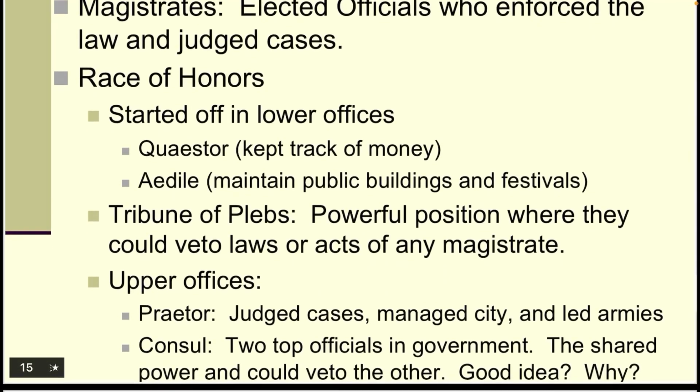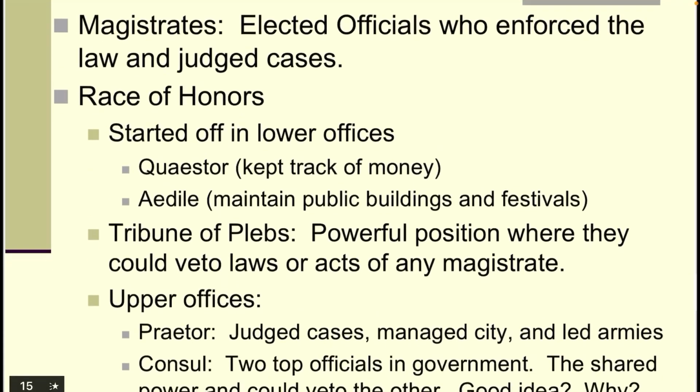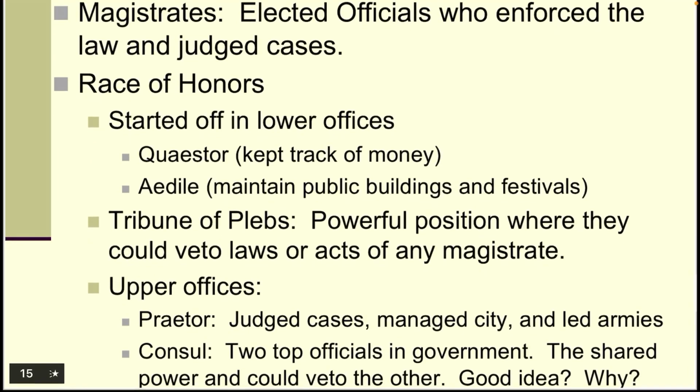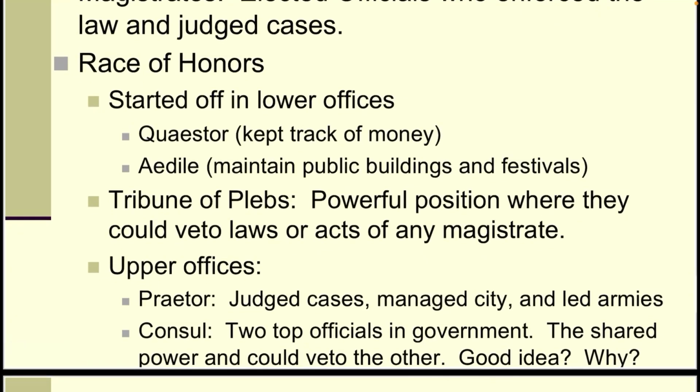Now, another important part was the tribune of plebs, which, as you might be able to guess by the name, was the only form of government which the 70% of the population, the peasants, could actually participate in. And the Council of Plebs, they could veto laws or acts of any magistrate. So it was a pretty decent little deal the plebs had, but obviously the other branches made sure that the plebs stayed in check, so to speak.